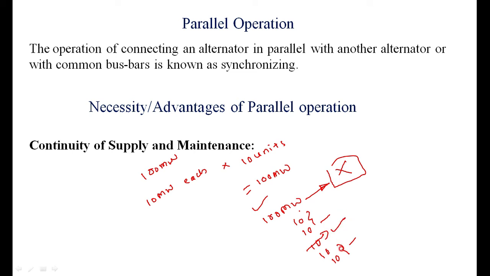After maintenance of one, you can go for the second one. So it is very easy to take units for maintenance, and at the same time you get a continuity of supply if smaller units are connected in parallel rather than a single unit. That is the first advantage.